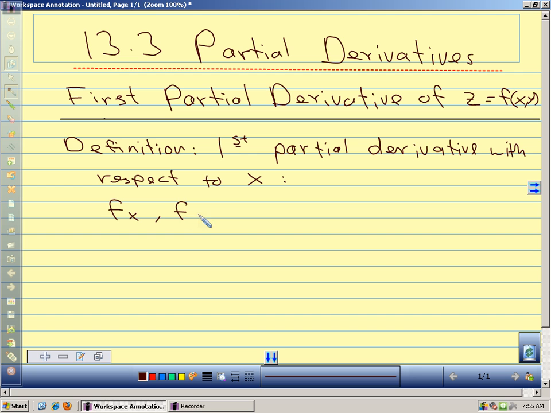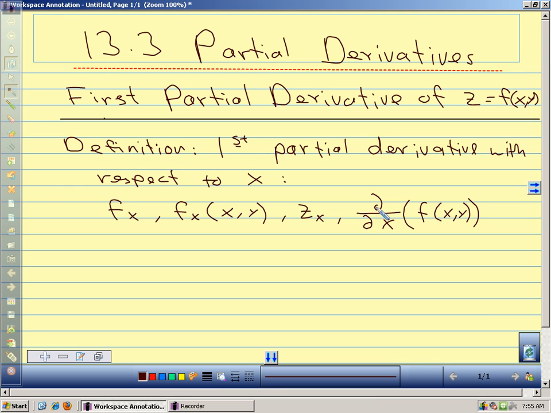We can also write it as f sub x of x, y. We can also write it as z sub x. And here's where fancy new symbols come in, this curvy d. The curvy d reminds us that we're taking a partial derivative, so this is only with respect to x. When we have a single variable function, there's no ambiguity. We can only take a derivative with respect to one of the variables, because that's the only variable we have.